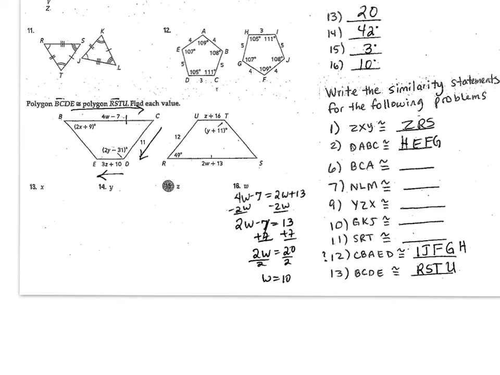So now 1 through 13, you're supposed to look at problem number 1 and complete that statement. When you complete the statement, it's supposed to be ZXY is congruent to ZRS. And then for number 2, DABC is congruent to HEFG. Then go down to number 12. CBAED is congruent to IJFGH. And 13, BCDE is congruent to RSTU. And see that right there? It was already given here in the statement. You just need to copy that down.